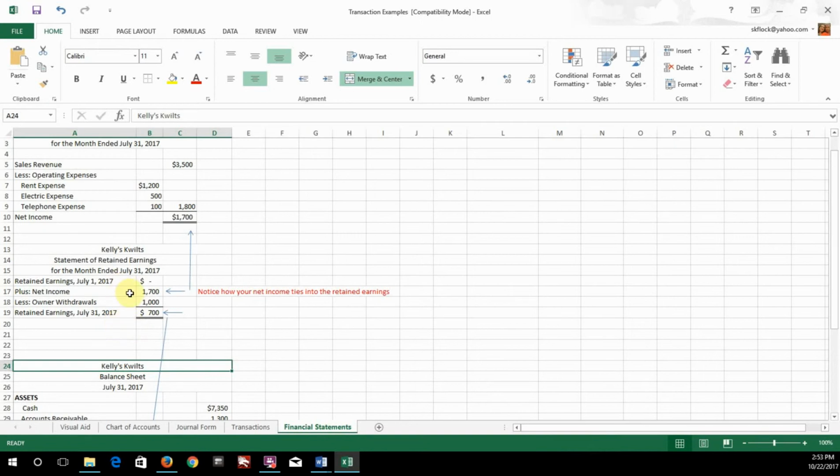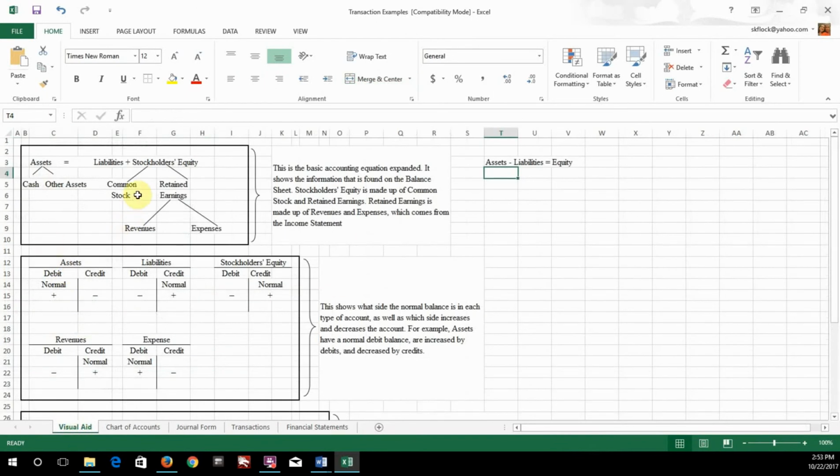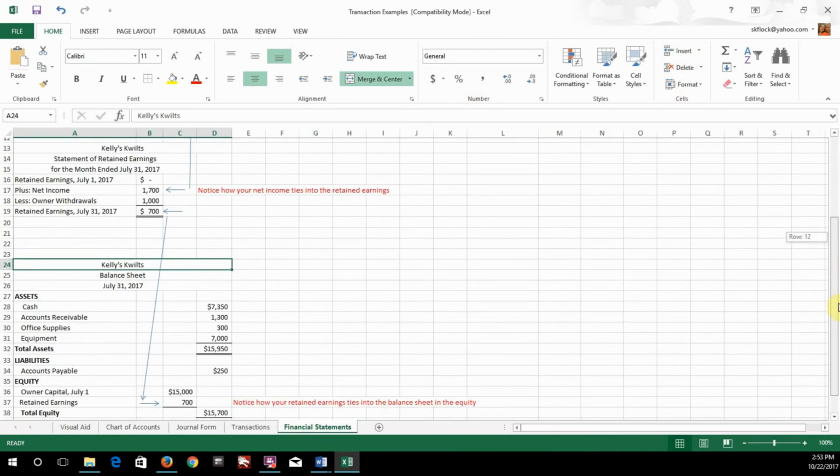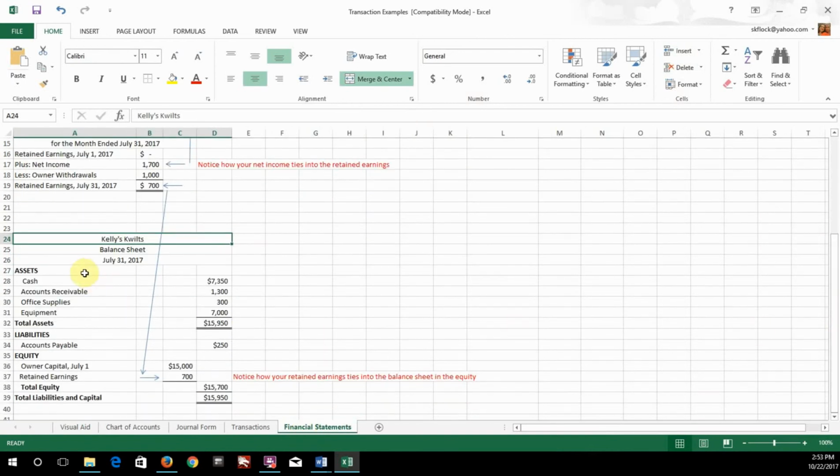So after you add your net income and subtract out any dividends or owner withdrawals, you end up with the ending retained earnings balance. If you remember the accounting equation, we had assets equals liabilities plus equity, and I broke down for you in this other slide here how retained earnings are part of what makes up your equity. So if we look at the balance sheet, the first thing you'll notice about the balance sheet is it mirrors your accounting equation. It presents your assets, your liabilities, and your equity.